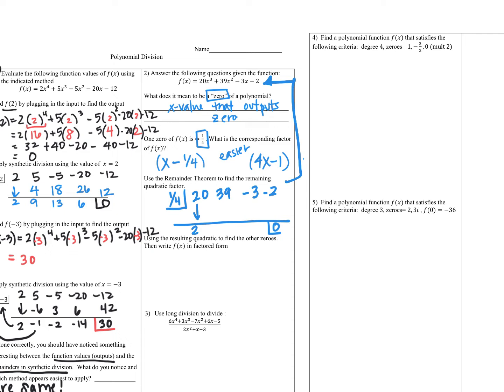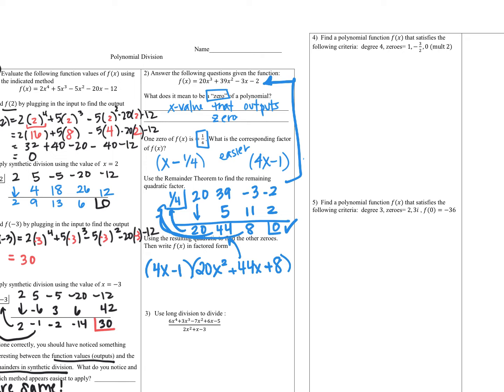So I'm going to drop down the 20. 20 times 1/4, that just means to really divide by 4, which makes 5. 39 plus 5 is 44. Multiply that by 1/4, that makes 11. Negative 3 plus 11 is 8. 8 times that 1/4 would be 2, and it does make us have that 0. So the resulting quadratic is going to be 20x squared plus 44x plus 8 times, I'm going to use that 4x minus 1, just so that way you don't have to worry about the fractions.